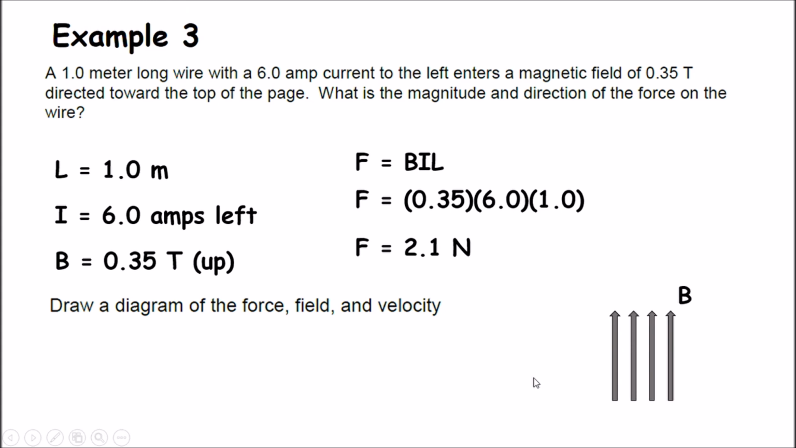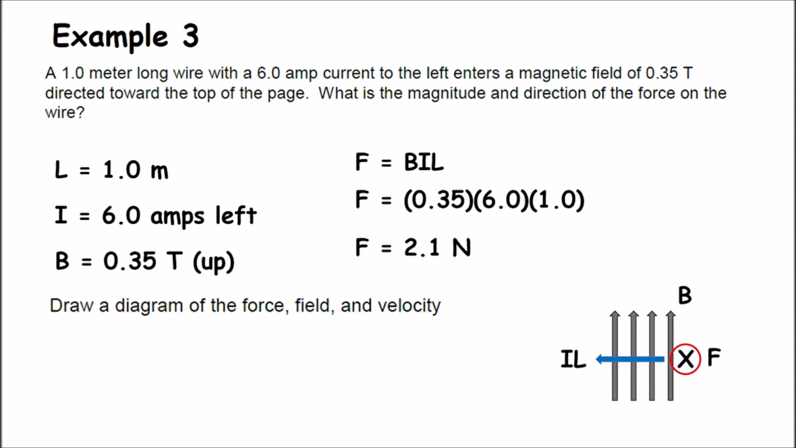B to the top of the page. I pointing to the left. So your finger should be pointing to the top of the page. Your thumb should go to the left. And what do we get again? We get a force going into the page. All right, so all these examples had force going into the page, probably because that's the easiest, or the most simple.